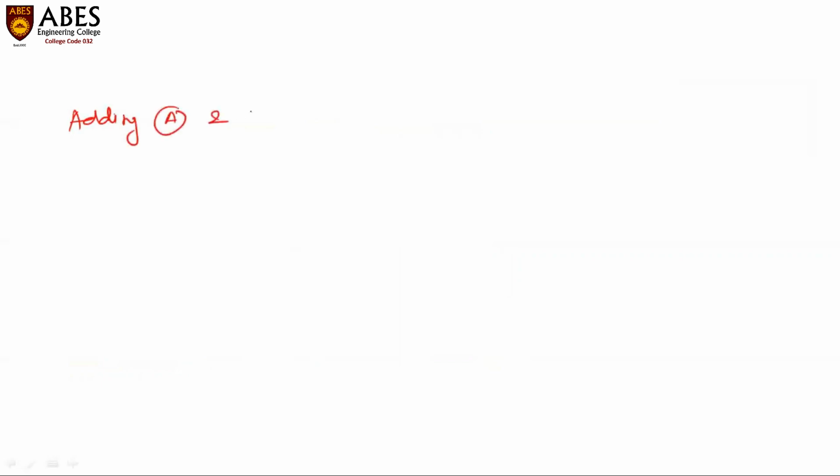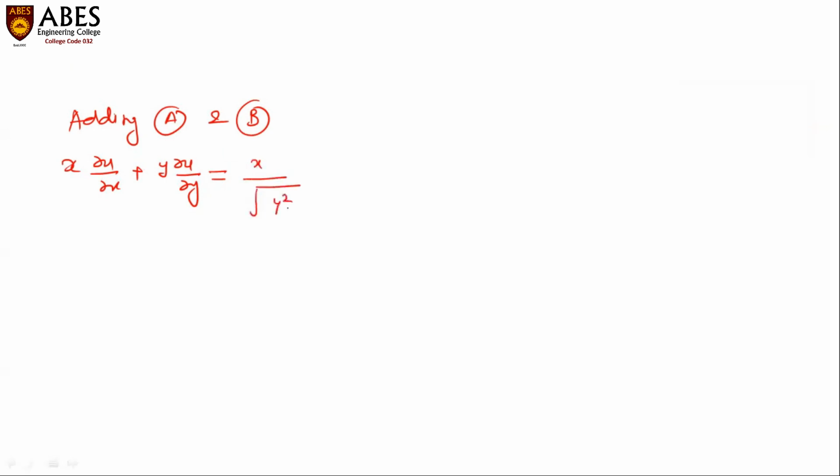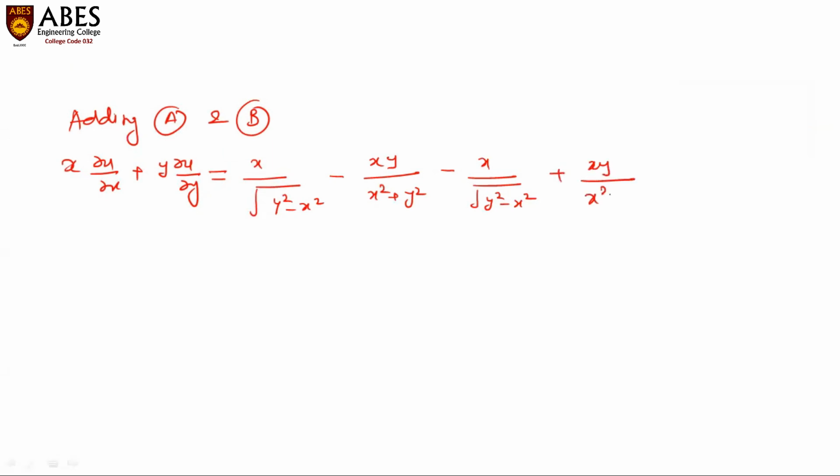Adding A and B, we get x del u del x plus y del u del y equal to x del u del x plus y del u del y equal to x divided by root y square minus x square minus xy divided by x square plus y square minus x upon root y square minus x square plus xy upon x square plus y square.